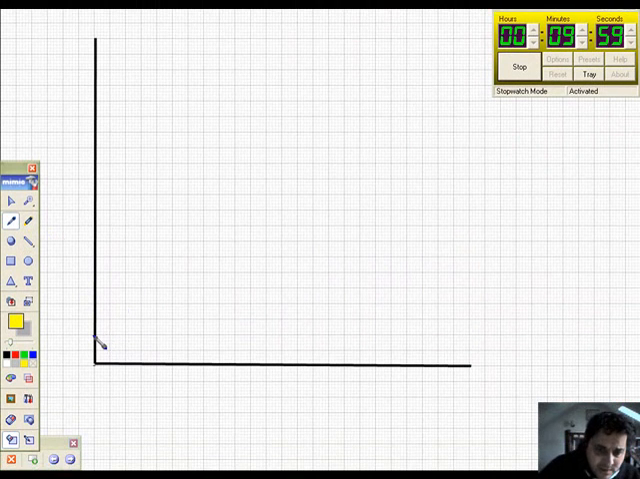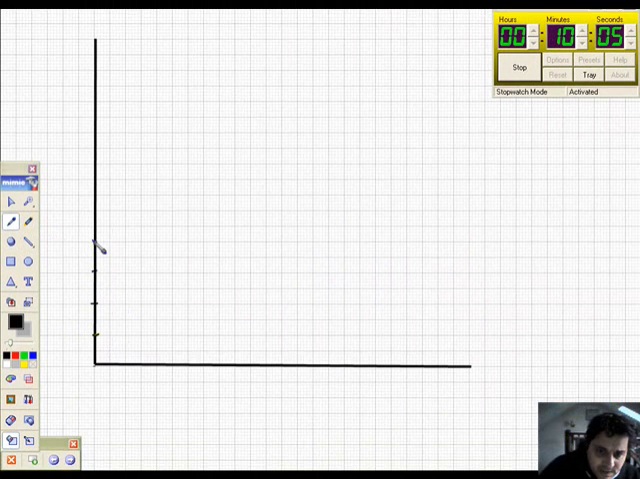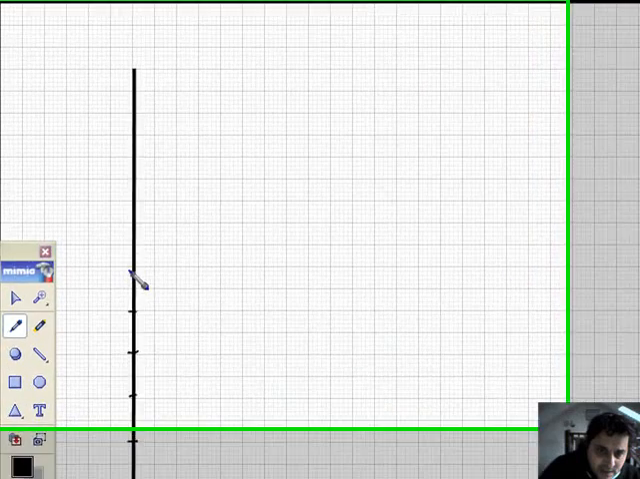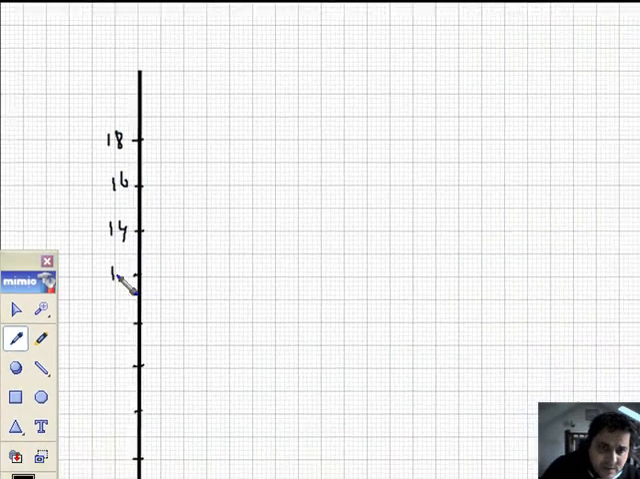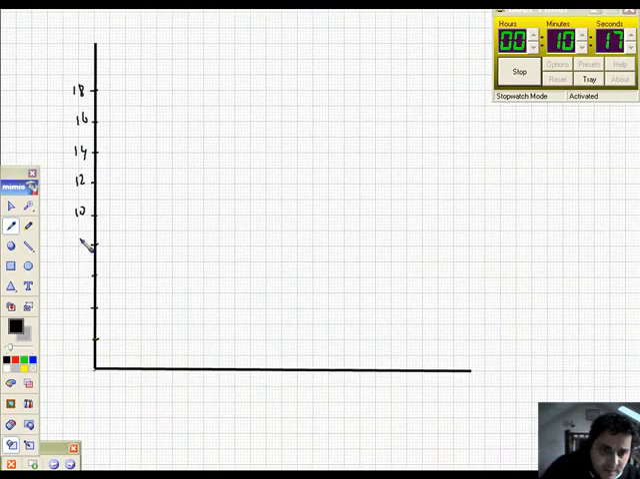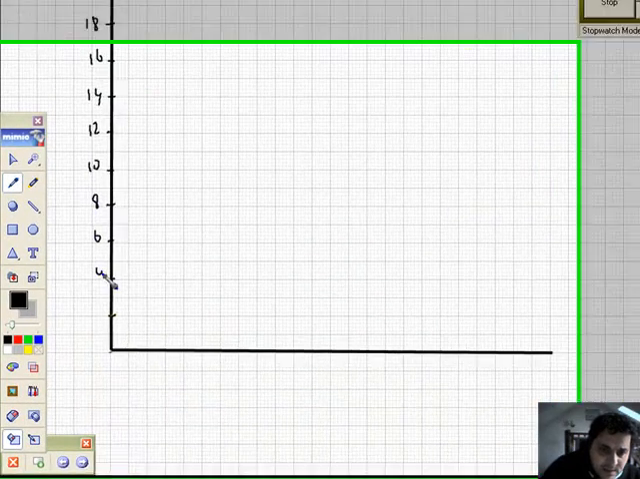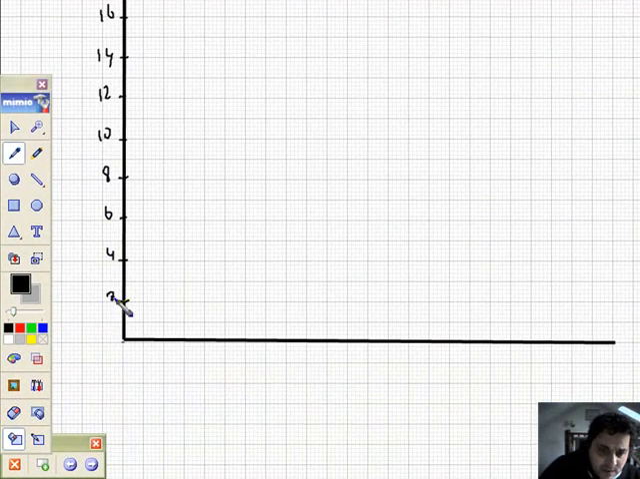Back to my pen. So 2, let's go back to black, it's easier, isn't it? So 2, 4, 6, 8, 10, 12, 14, 16, 18. So let's just label it nicely. Nice to count backwards, nice and challenging. 10, 8, 6, 4, 2, and 0 across there.